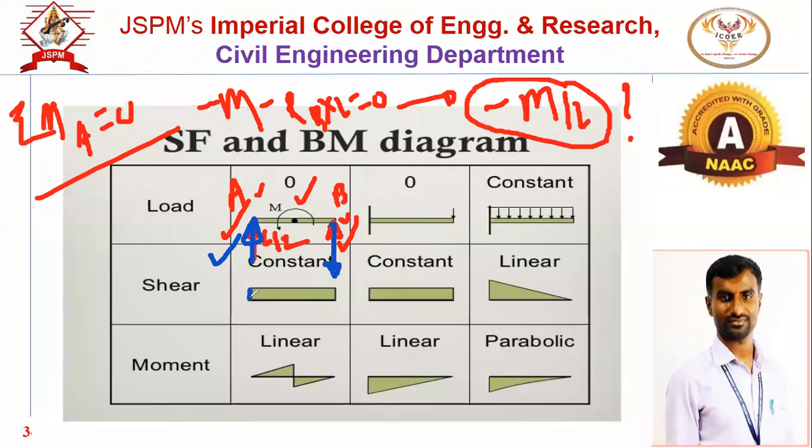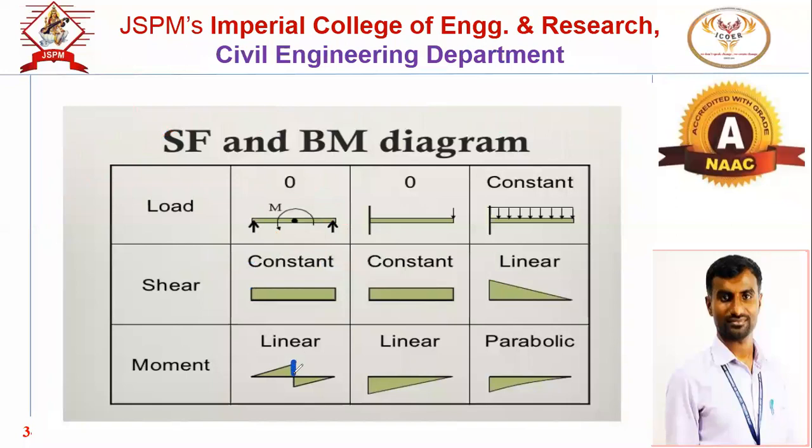These reactions, these values are M by L. And this will be M by 2, M by 2, a vertical line. So the nature of concentrated moment or couple in case of BMD will be a vertical line.